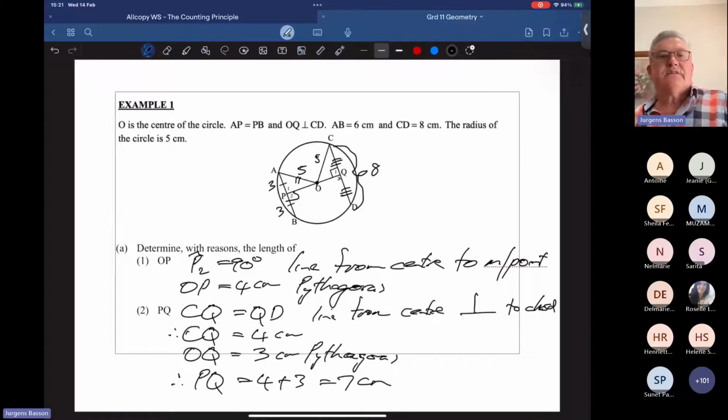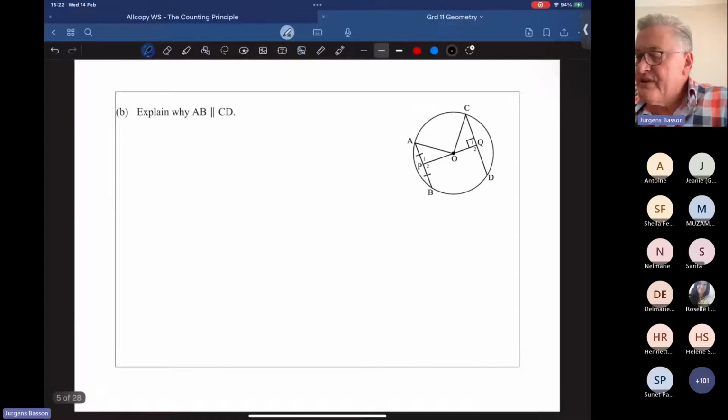I don't think there's a problem so far. These problems are pretty easy. It's more to show you how you must approach it, that we don't look at questions in the beginning. We analyze the drawing and then we start. So this similar question, it's the same one, but only the B part where they ask us now to explain why AB is parallel to CD.